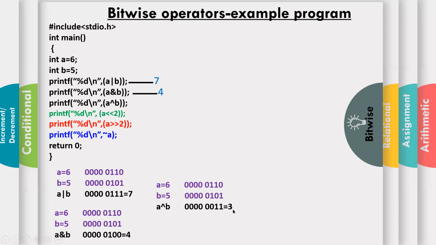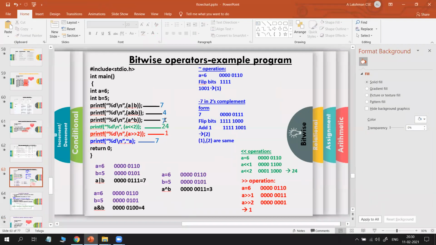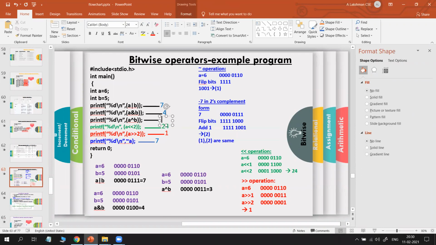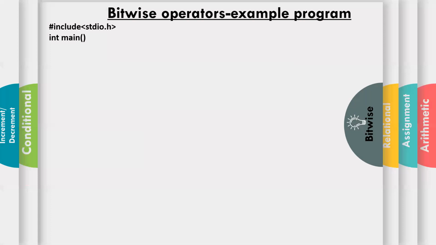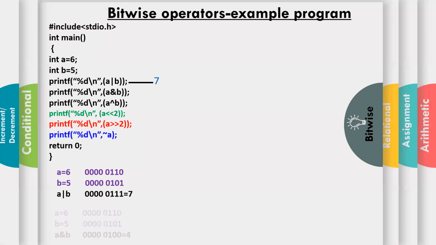So just refer to the tables in the previous slides, OR and exclusive OR. So these three are simply using those tables only. So the output here is 3. So now try to see how the remaining operators work.